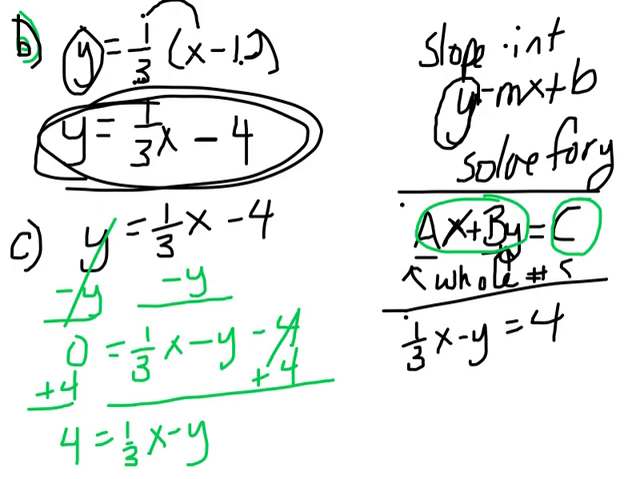You want to do something with the 3. Divide. How about multiply? If I multiply, it would get rid of it. 1/3 is almost like dividing by 3, isn't it? What if I multiplied everything in that equation by 3? What would 3 times a third be?